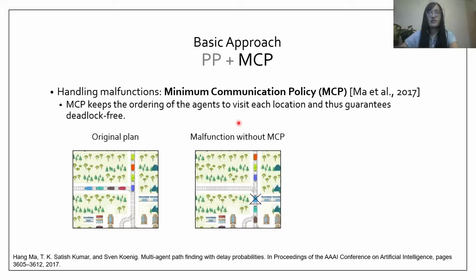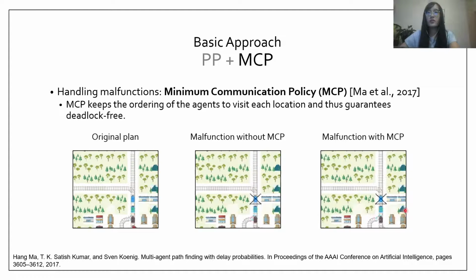MCP keeps the ordering of the agents to visit each location and thus guarantees deadlock-free execution. For example, in this case, if we keep the ordering for the agents to pass through this intersection, then when the light blue agent is in malfunction, we also have to delay the blue agent, and thus the deadlock is resolved. So combining prioritized planning with MCP, we are already able to solve the Flatland Challenge problem.